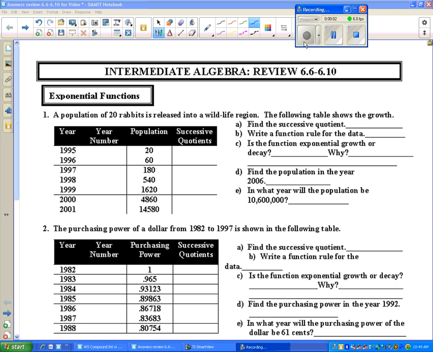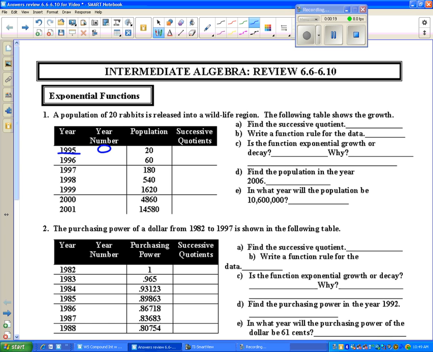Chapter 6, 6.6 to 6.10, quiz review. Number 1, a population of 20 rabbits is released into a wildlife region. The following table shows the growth. First one to fill out the table, in year 1995 is the year that we first released them.